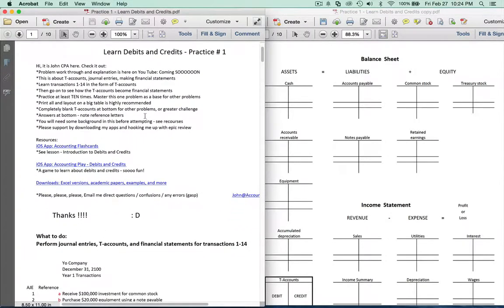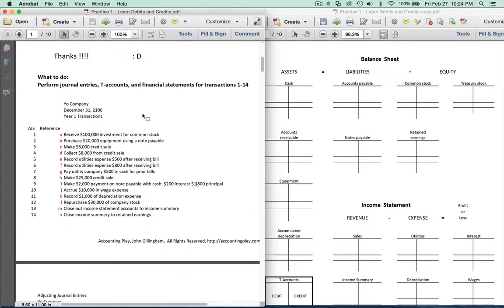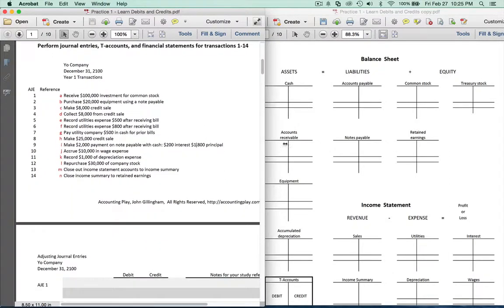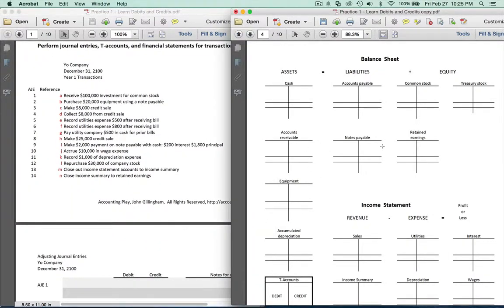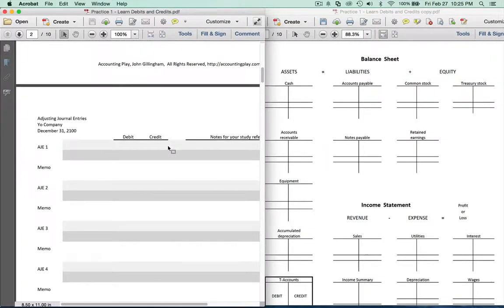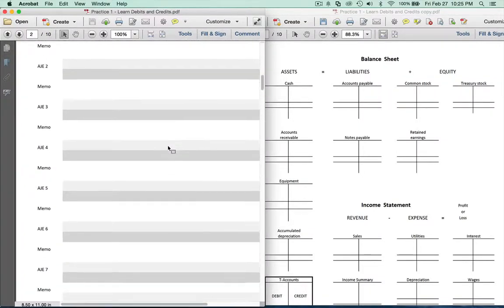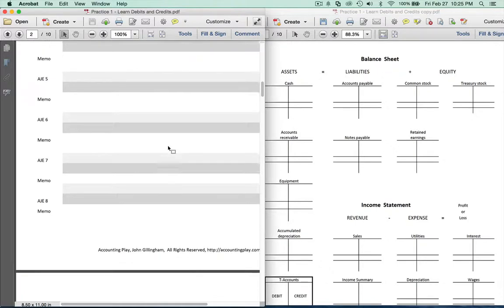So we are going to hop right in here. What we're doing is we have a ton of transactions, A through N. So, receive $100,000 investment for common stock. This is all going to assume that you have some knowledge of your debits and credits. Also, the sheet to the right here is a worksheet provided for you. I already have the account titles to make things simple. Here is a blank journal entry page, which we'll try and fill out. My handwriting's terrible.